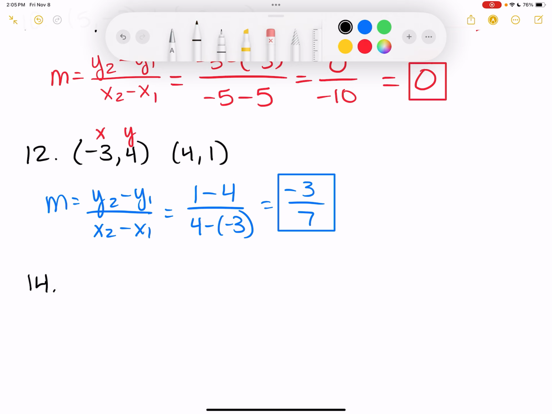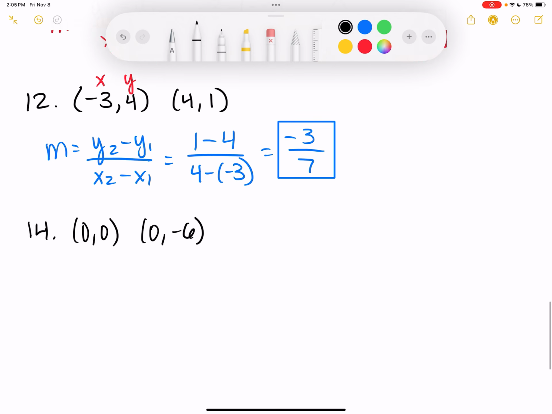All right, 14. The point 0, 0, and the point 0, negative 6. Everything's 0? Everything's not 0, there's a negative 6. I think the answer's 0.